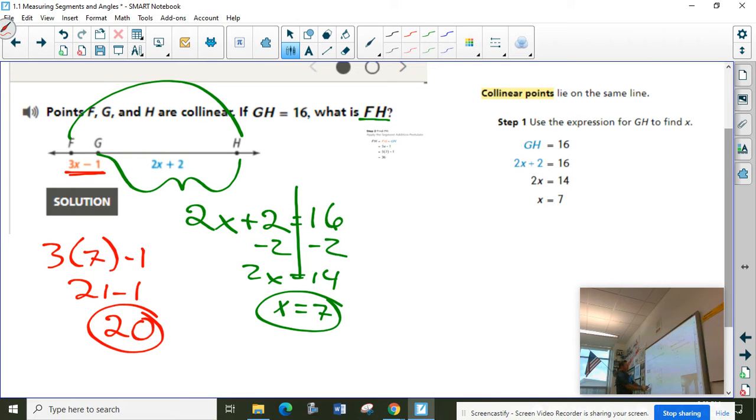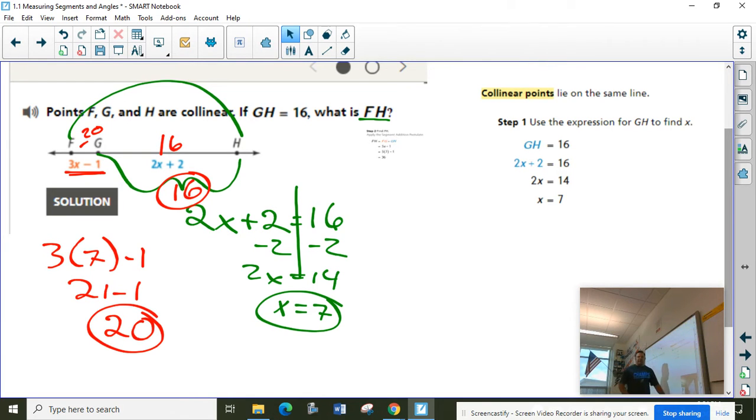Well, now that we know this is 20, and we already know this one's 16, you can add those together to get FH, which is 36. Now, look at this. They're telling you this is 16 and this is 20. Not all pictures are always drawn to scale in a geometry book, unfortunately. Trust your math, trust your gut.